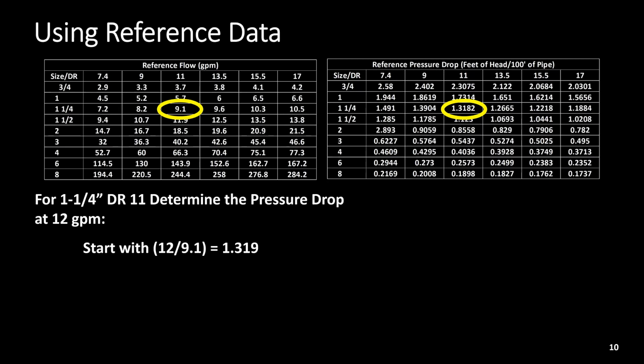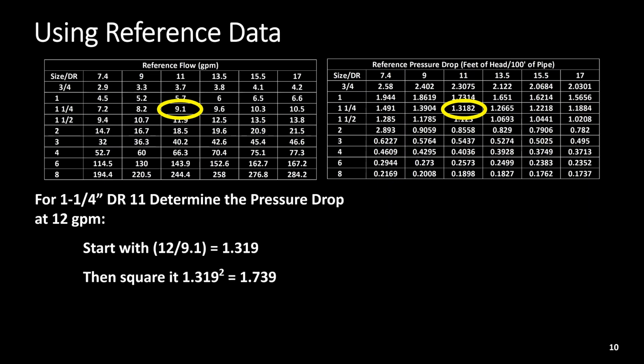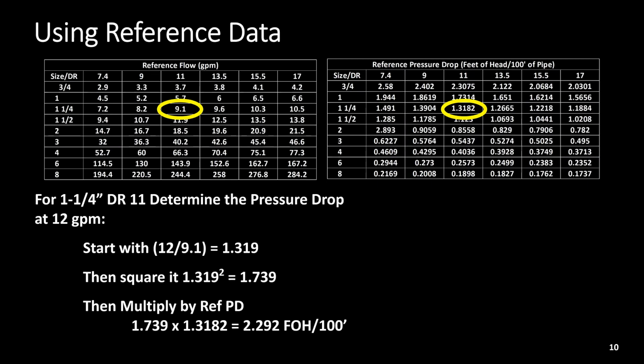So we start with that ratio of 12 divided by 9.1. The ratio is 1.319. We square it to get a factor of 1.739. We multiply that times our reference pressure drop, and bingo, our new pressure drop is now 2.292 feet of head per 100 feet.